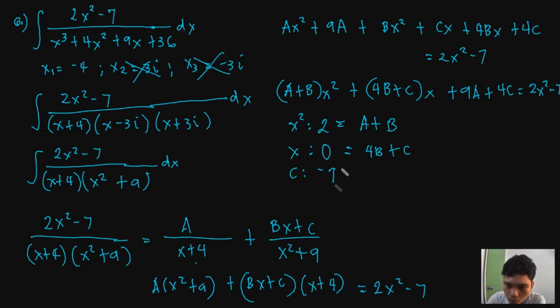So, remember, itong 2, 0, negative 7 na to, kinukuha ko siya dito sa right side ng equation natin, dun sa mismong numerator ng ating given. And then, ito, I got this from the left side, which is dun sa ating partial fraction decomposition of A, B, and C unknown. So, yun. And then, equal to ngayon sa constant, which is 9A plus 4C. Okay? Now, you have 3 equations, 3 unknowns kasi A, B, and C.